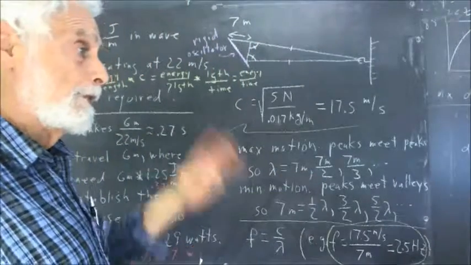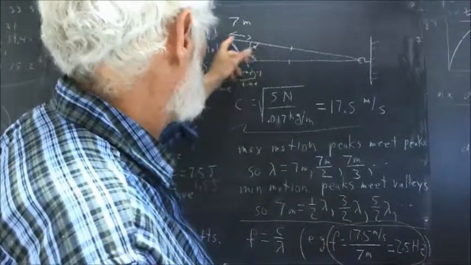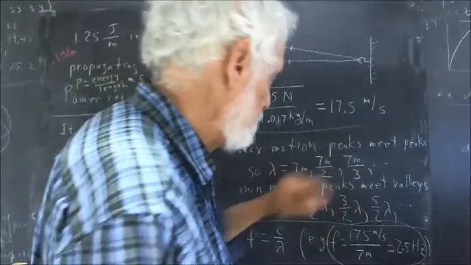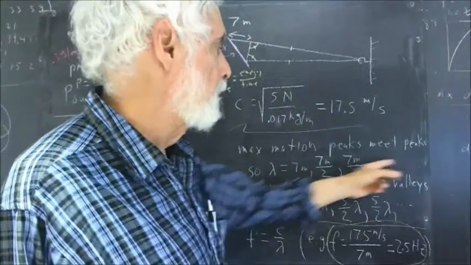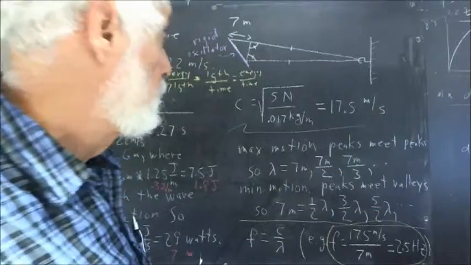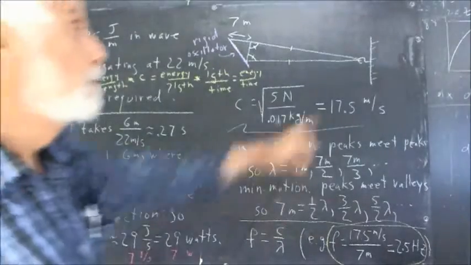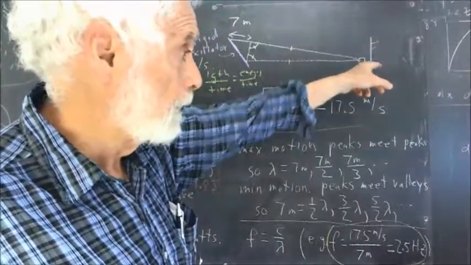The same thing happens if you have 3 peaks. So the wavelength, if you have 2 peaks in the 7 meters, is 7 meters over 2. If you have 3 peaks, 7 meters over 3. So that's the series of wavelengths that will lead to maximum displacement at the bungee cord. Okay, looks like a hook, but that's a hook in the end of a very short bungee cord.